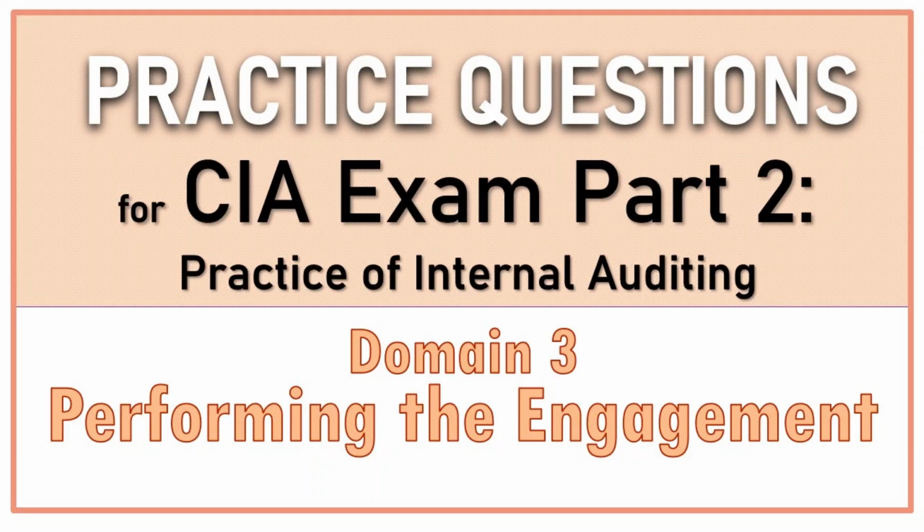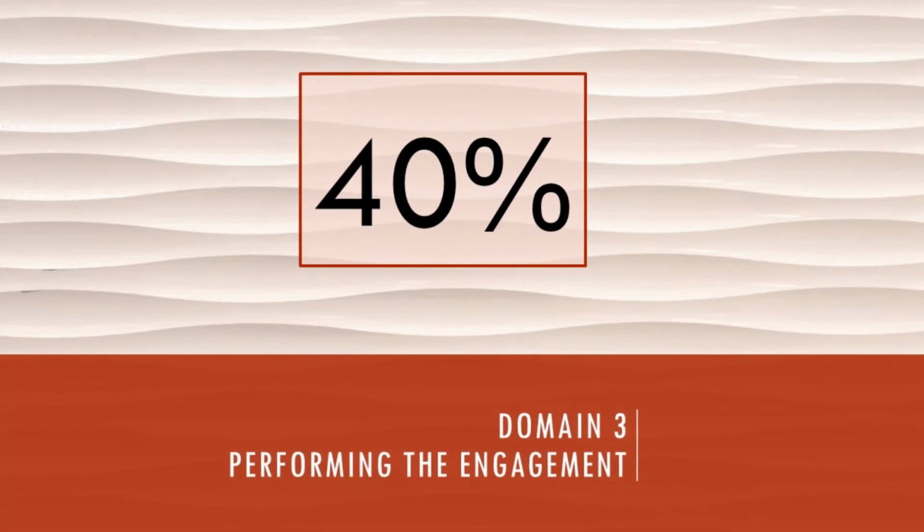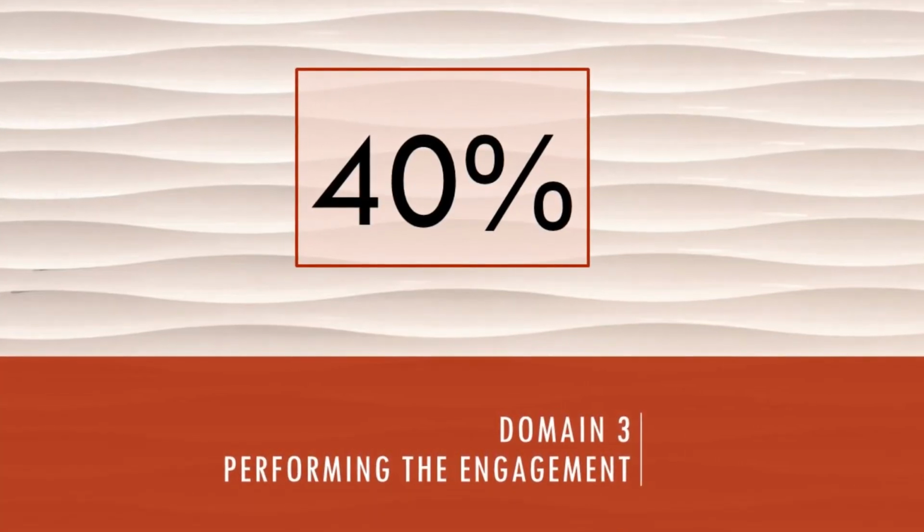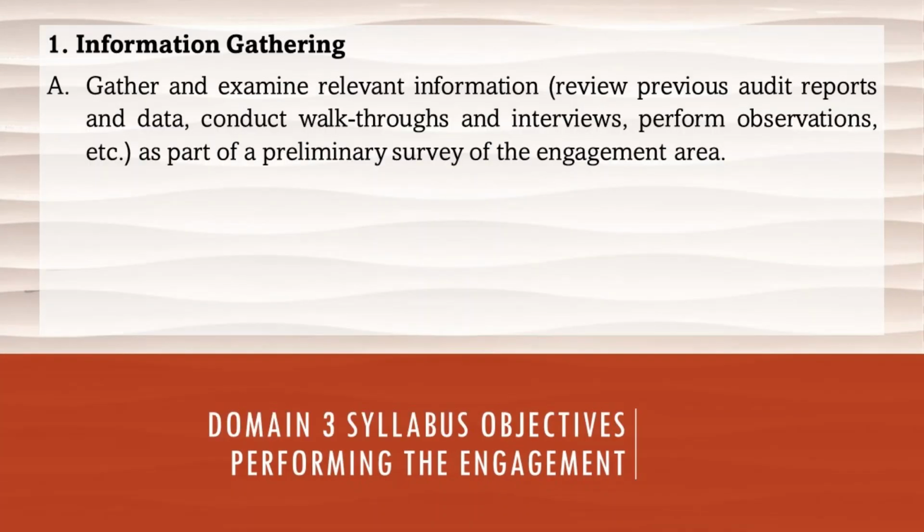Today, we will learn all about the Certified Internal Auditor Exam, Part 2, Domain 3, Performing the Engagement. Remember, this domain accounts for 40% of your total exam score, which is substantial. Here are the syllabus objectives for Domain 3.